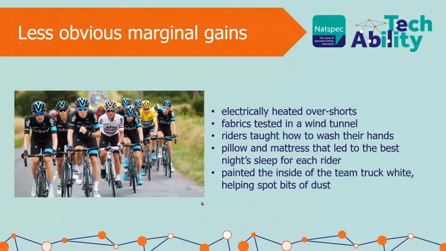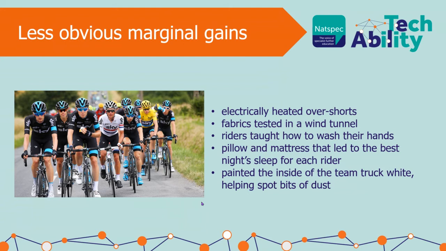The other thing that we need to think about is the less obvious marginal gains. So coming right back to our Sky Team example here, they didn't just look at the things on the bike that I talked about earlier that could be changed. They did things around the cyclist. So things like electrically heated overshorts to make sure people's muscles were working effectively.